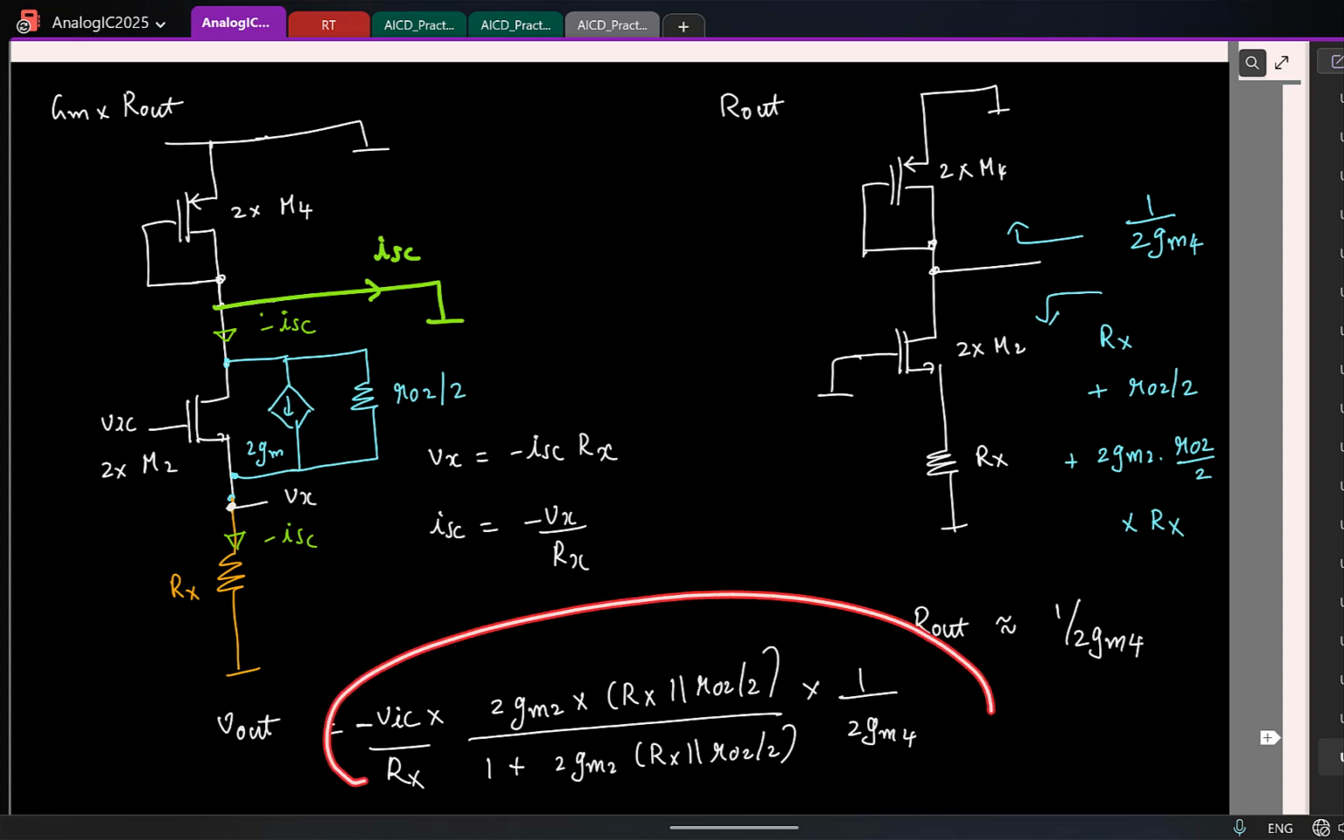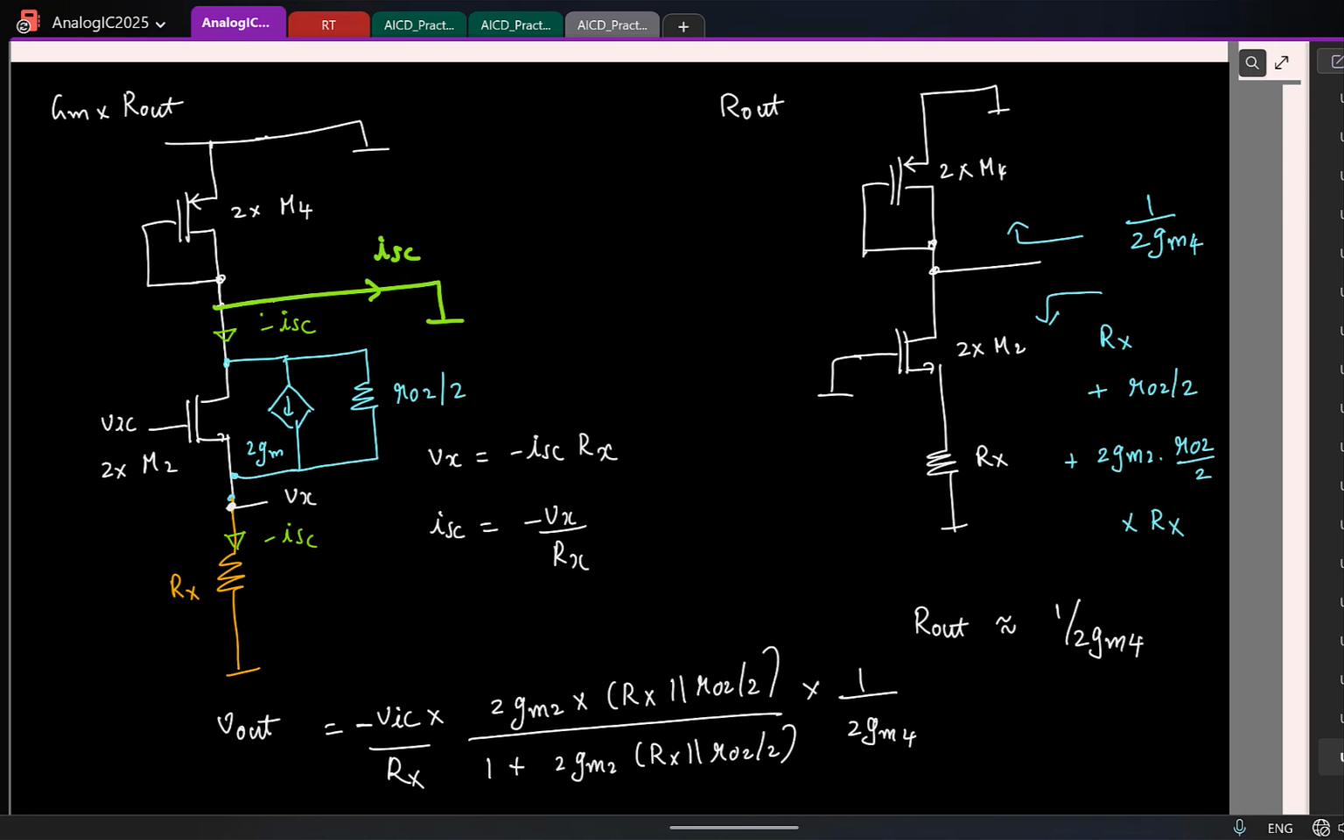If I tend Rx to infinity, does it become 0? Yeah, because I have Rx in the denominator. You make it infinity, it becomes 0. One Rx in the numerator. Yeah, but Rx goes to infinity, this goes off, right? This is gm times R0 by 2. Great. So the common mode gain at least we computed.